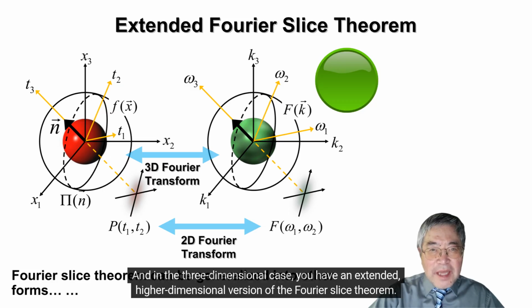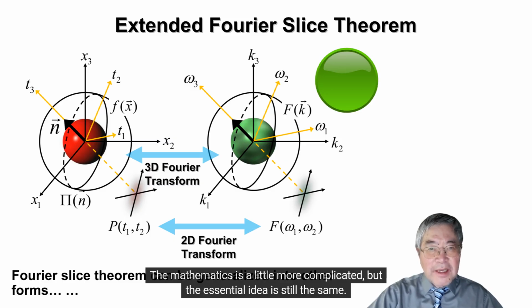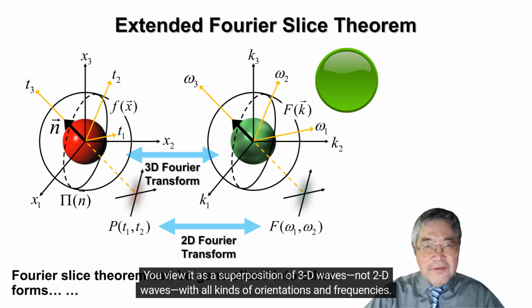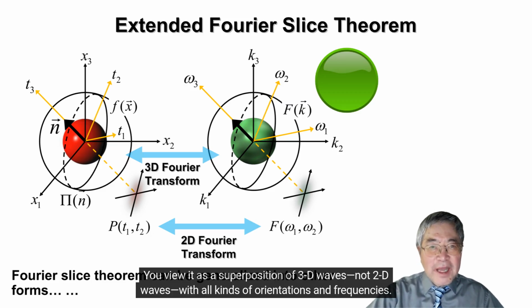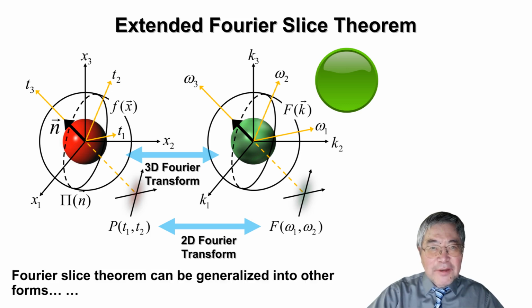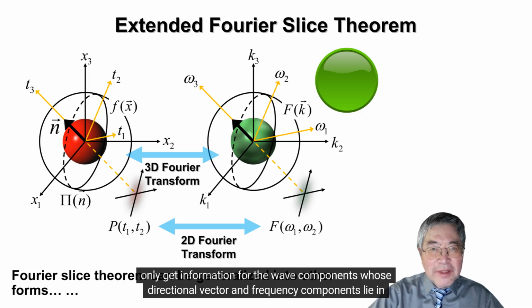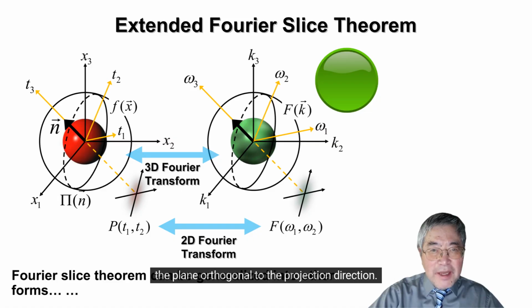And in the three-dimensional case, you have an extended, higher-dimensional version of the Fourier slice theorem. The mathematics is a little more complicated, but the essential idea is still the same. You have a 3D object. You view it as a superposition of 3D waves, not 2D waves, with all kinds of orientations and frequencies. When you form a projection from one direction and superimpose contributions along that direction, you only get information for the wave components whose directional vector and frequency components lie in the plane orthogonal to the projection direction.